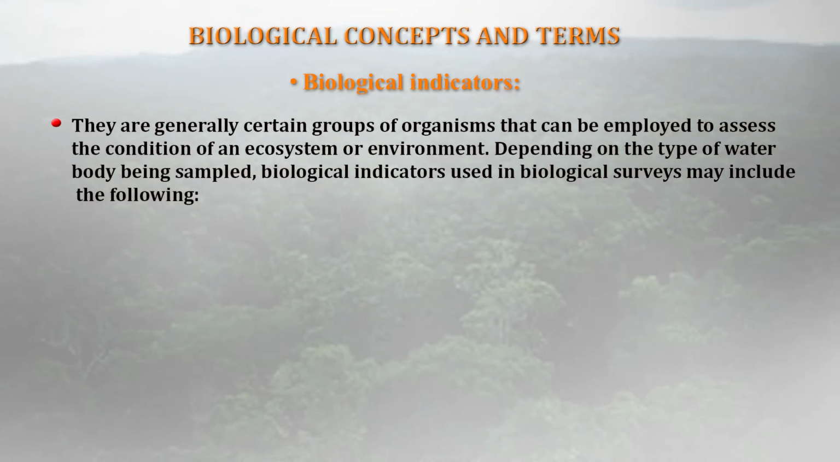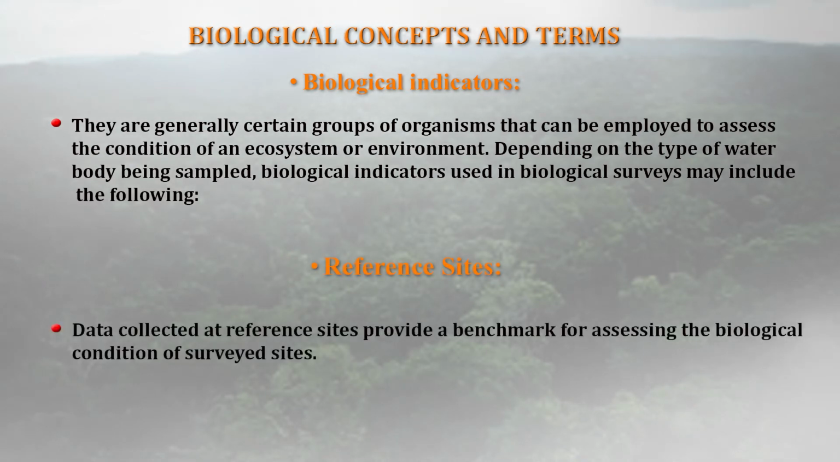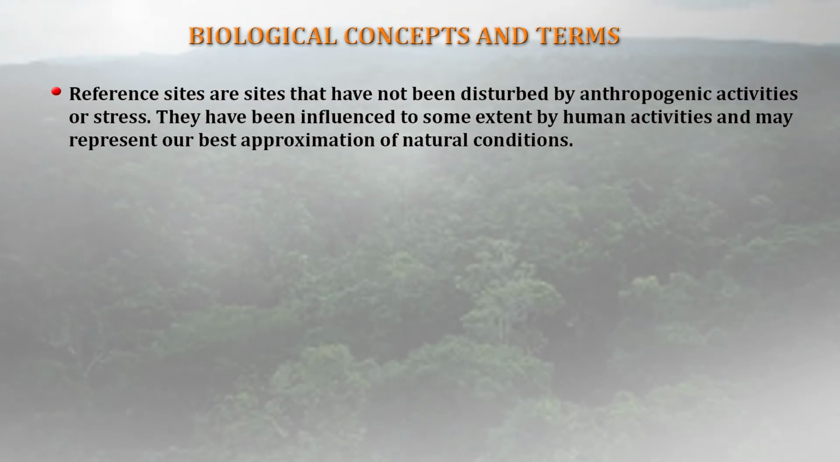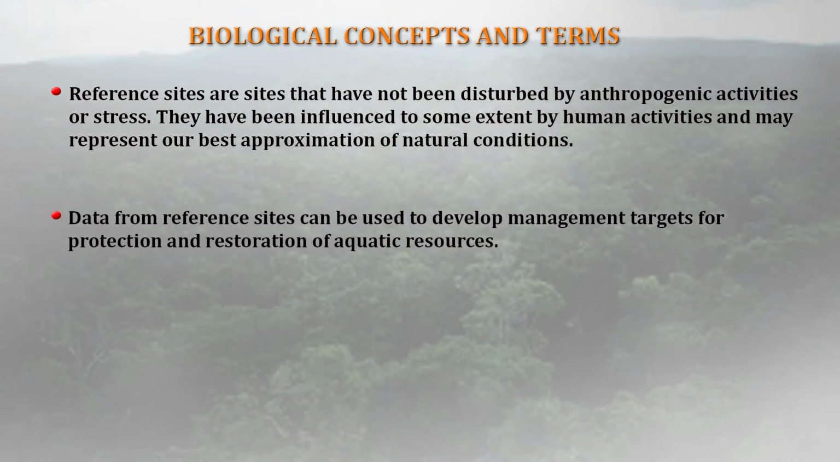Depending on the type of the water body being sampled, the biological indicators used in the surveys can include the following. The reference sites. Data collected at reference sites provide a benchmark for assessing the biological condition of the surveyed sites. Reference sites are those sites which have not been disturbed by anthropogenic activities or human stress, or have been influenced only to some extent by human activities, and they represent our best approximation of the natural conditions. Data from the reference site can be used to develop the management target for protection and restoration of the aquatic resource, for example fish.